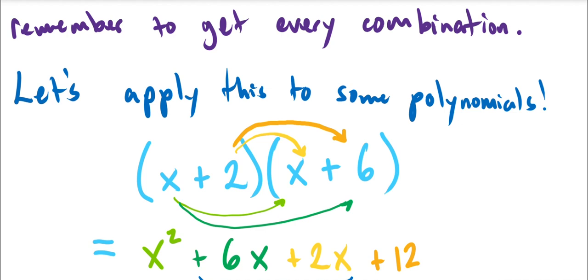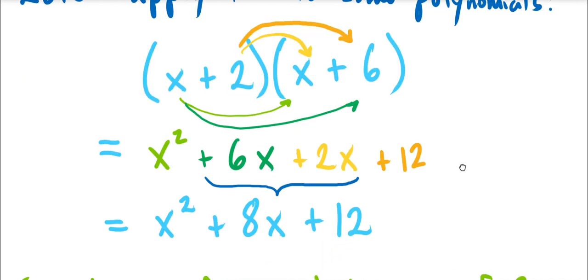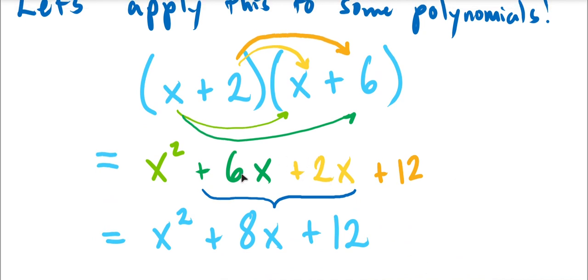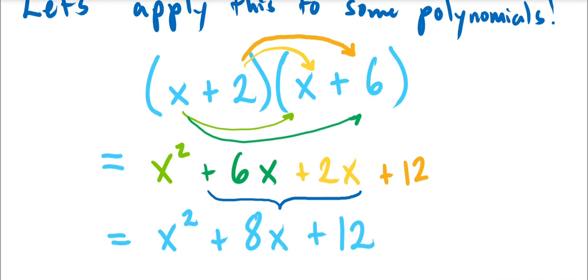All right, let's look at how this would apply to some polynomials. Here we have the binomial x plus 2 and the binomial x plus 6. What happens when we multiply them? Well, first, x times x, that's x squared. x times 6, that's 6x. 2 times x, that's 2x. And 2 times 6, that's 12. Now, when we multiply polynomials, we'll often have like terms that we can collect. If I collect the 6x and the 2x together, I get 8x. And so we wind up with this trinomial, x squared plus 8x plus 12.